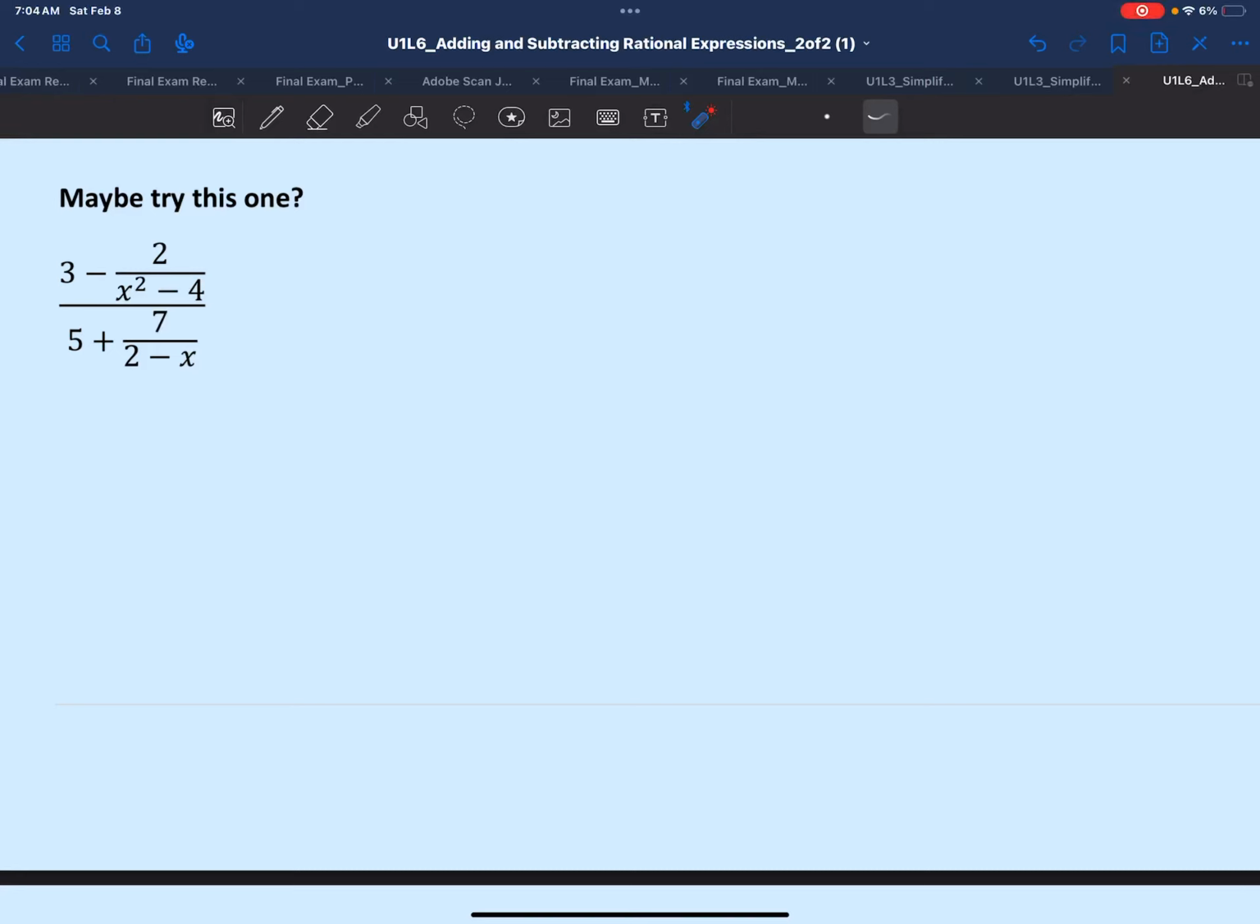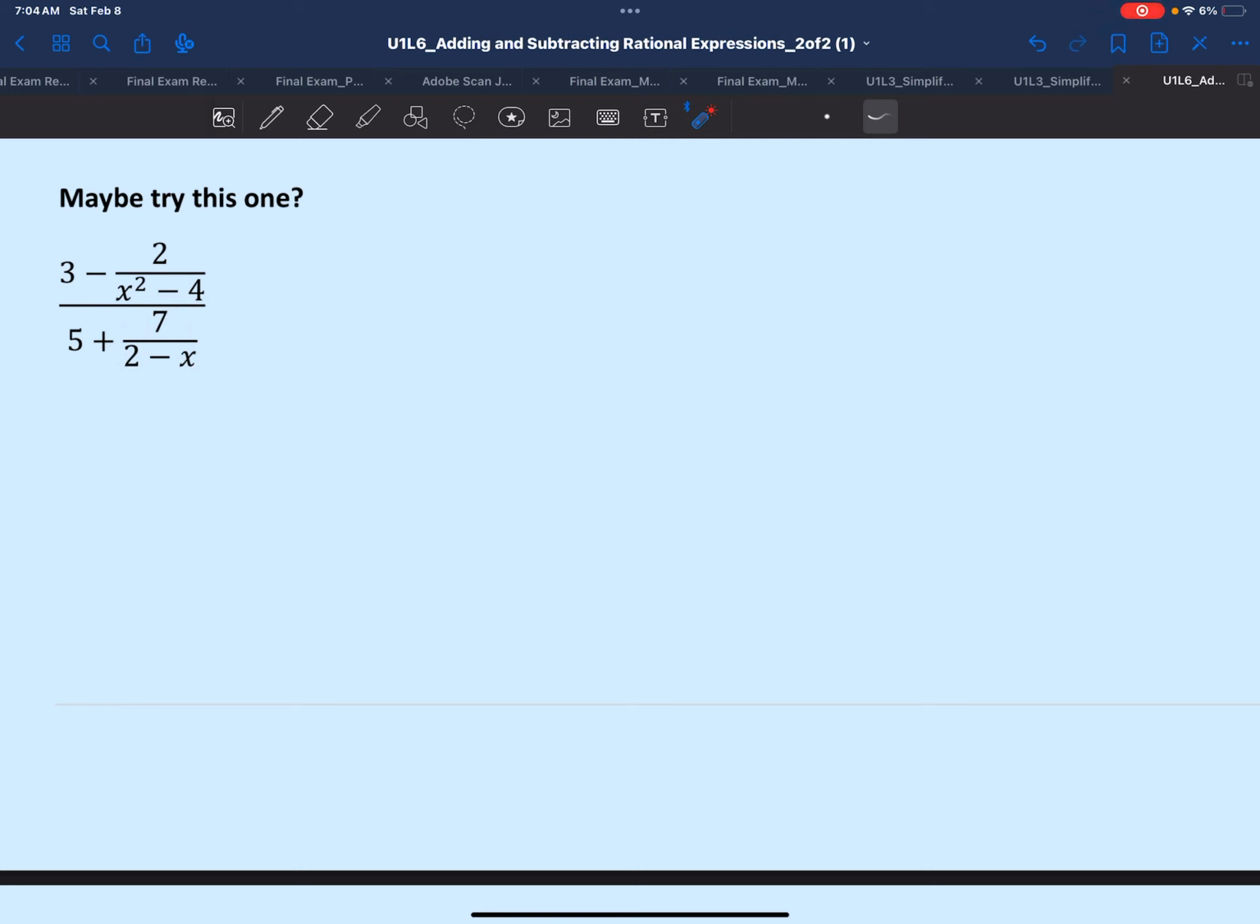Here's another example of simplifying rational expressions. I chose this unique expression so that we can combine addition, subtraction, rational expressions, and division. So let's get started. What we have in this case is 3 minus this rational term, 2 over x squared minus 4. All of it is divided by 5 plus this rational term down here.